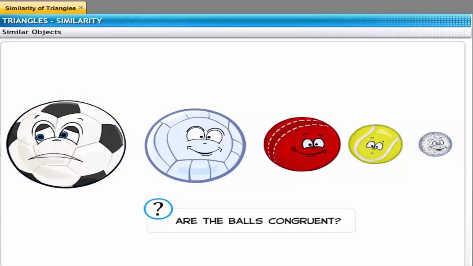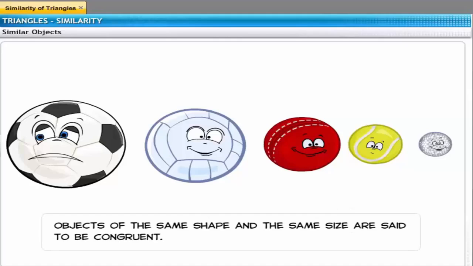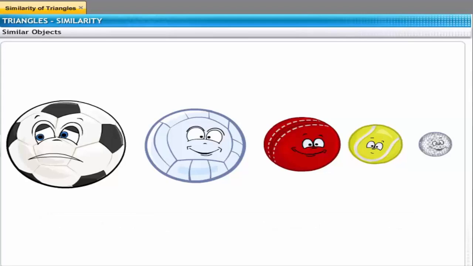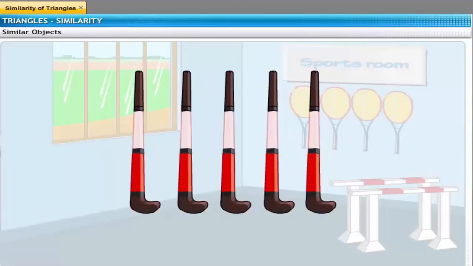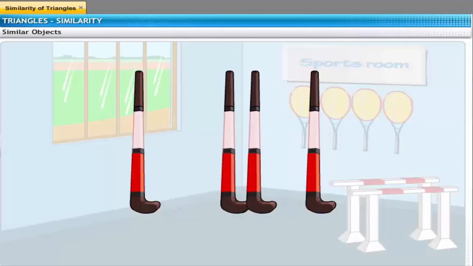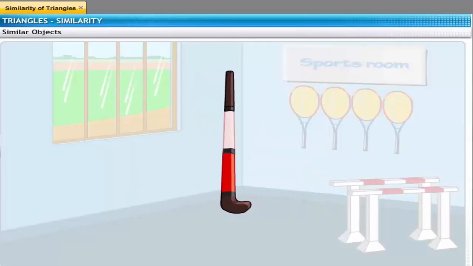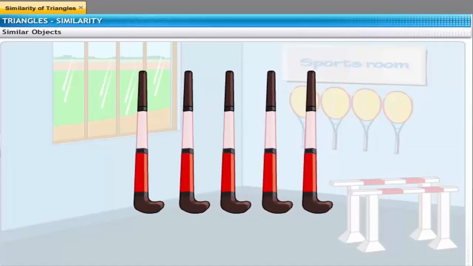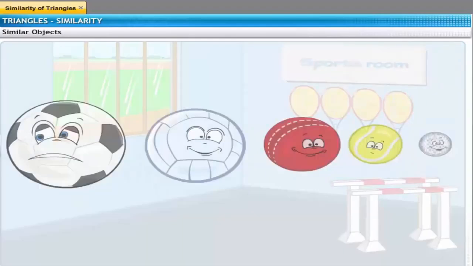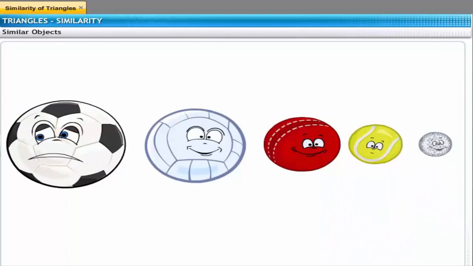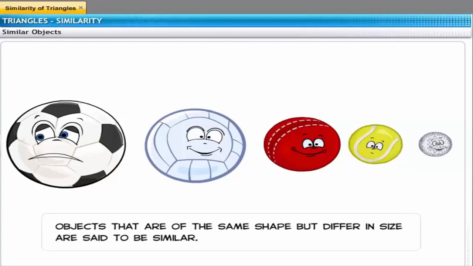Does this make them congruent? Objects are said to be congruent only if they are of the same shape and the same size. For example, look at these hockey sticks. They are equal in shape and size. Hence, they are congruent. As for the balls, though they are of the same shape, their sizes differ. Objects that are of the same shape but differ in size are said to be similar.